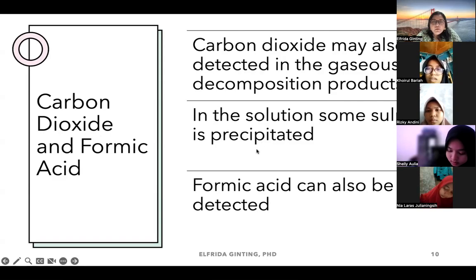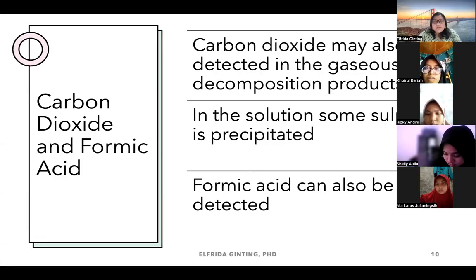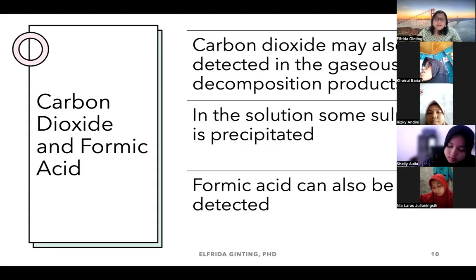Okay. Now, formic acid can also be detected from the reaction. So either carbon dioxide or formic acid, you can use it to detect thiocyanate by reacting thiocyanate with sulfuric acid. But how can you detect it? By using different concentrations of sulfuric acid.